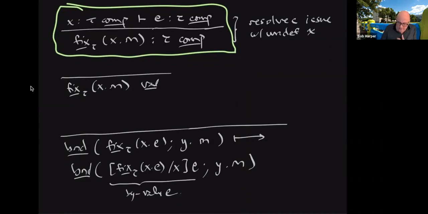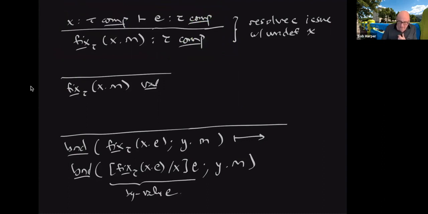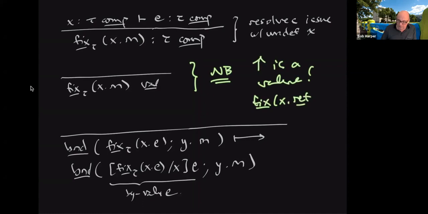Okay, so you'll see it's exactly the same rule that I had before, except previously there were no comps hanging around. I just said x colon tau, e colon tau, then fix x is tau. I don't want that. I want to say fix is applicable only to computation, and the fix is a value. Therefore, divergence is a value, because divergence I define to be fix x, it would be written here as fix x return x. I put in the return in my notational setup.